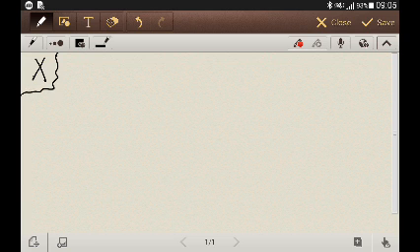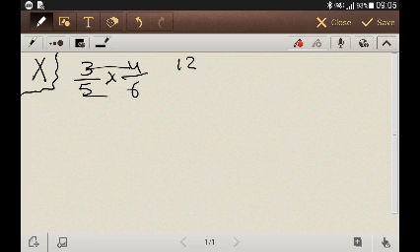In multiplying fractions, let's say the first fraction is 3 over 5 multiplied by 4 over 6. In this case you just multiply the numerators to get 12, and the denominators to get 30, and this is it.